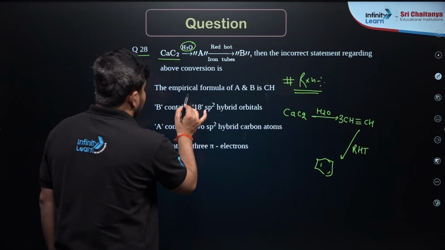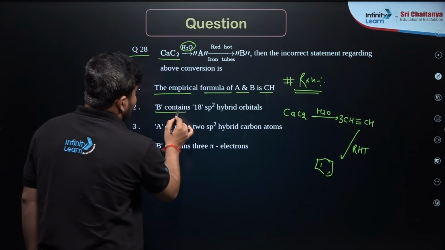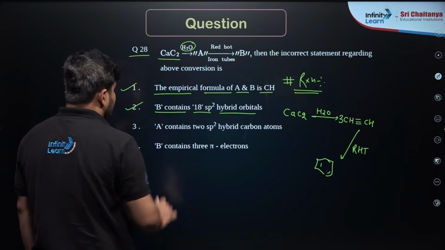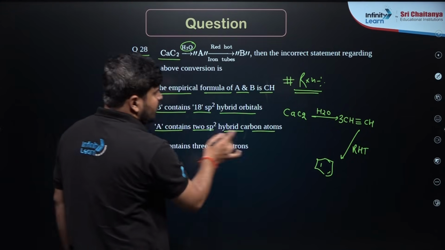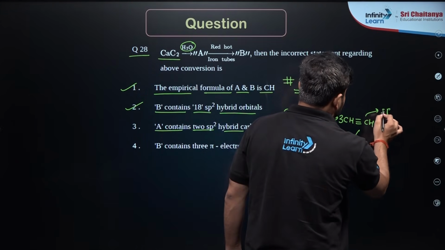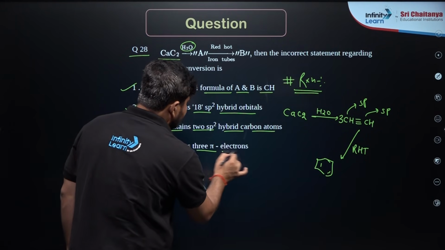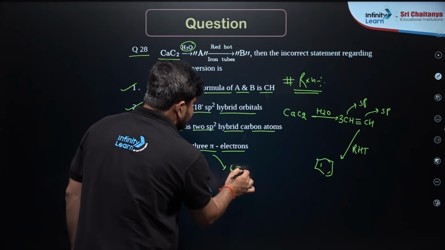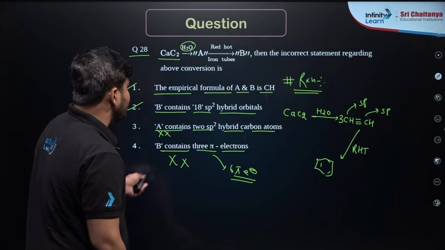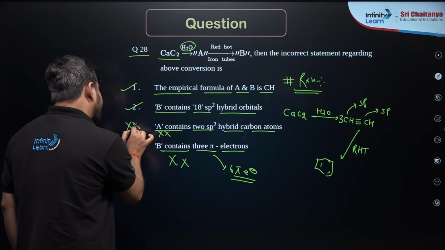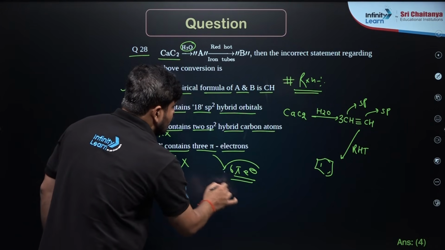So if I discuss here, the empirical formula of A and B is CH. Yes, this is correct. B contains 18 sp2 hybrid orbitals. Yes, this is also okay. A contains 2 sp2 hybrid carbon atoms. A means this one, it is not going to contain sp2, sp will come. And B contains 3 pi electrons, but total 6 pi electrons will come. So this one is perfectly wrong. Option 4 is given, but 3 pi electrons is not correct; 6 pi electrons are required.